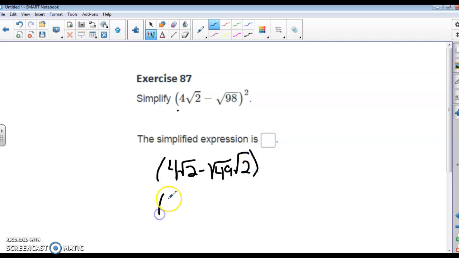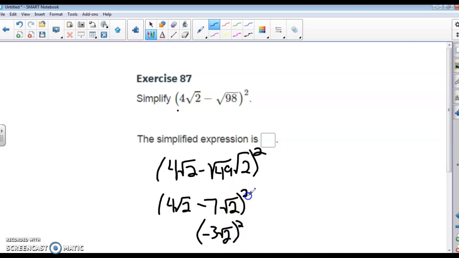And this becomes 4 square root of 2 minus 7 square root of 2, which would give us negative 3 square root of 2, squared. So if you multiply this times itself, negative 3 root 2 times negative 3 root 2.